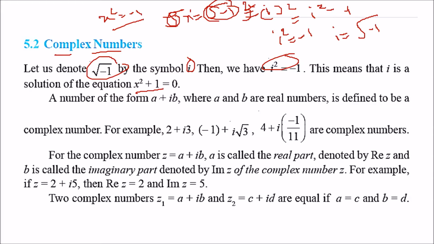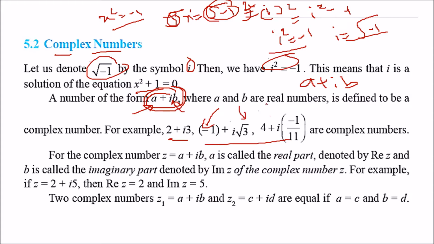So a number of the form a plus ib, where a is a real number and b is a real number, and i is as we just defined, a plus ib is called a complex number. For instance, 2 plus i3 and these are complex numbers. Here a is minus 1, b is root 3, or a is 4, b is minus 1 by 11.